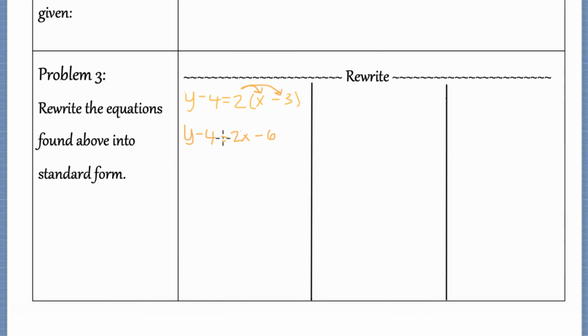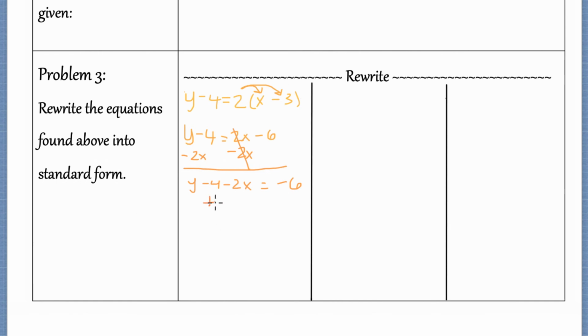Next, what we want to do is get the x term onto the left side and the constant term on the right. So first I'm going to move over the x term to the left side by subtracting 2x from both sides, which is going to give me y minus 4 minus 2x is equal to 2x minus 2x cancel out and leaves us with minus 6.